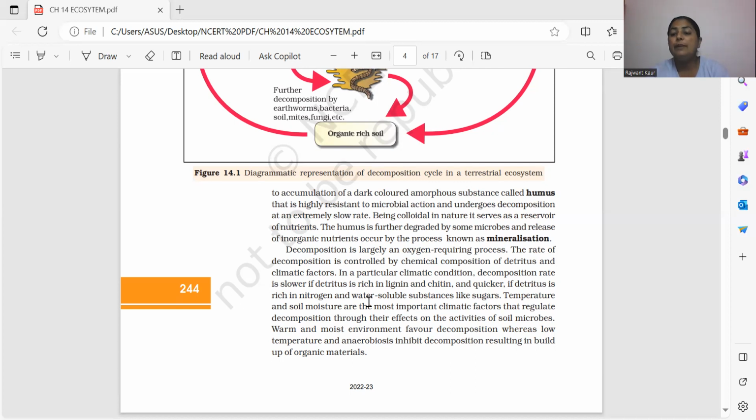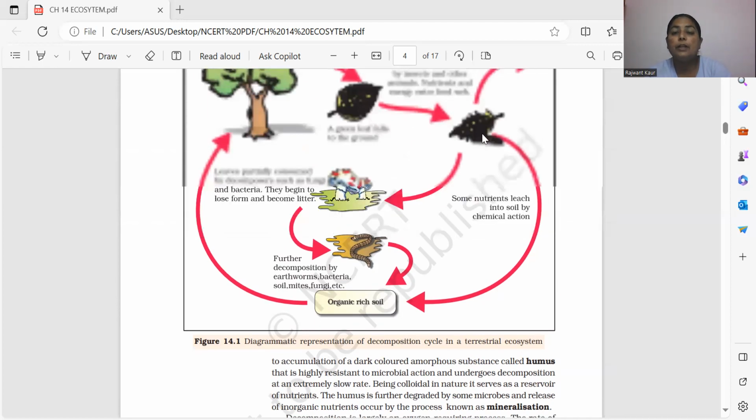So if a warm and moist environment is there, then this favors the process of decomposition. Means the rate of decomposition is more. But if the temperature is low and oxygen is less, meaning an anaerobiosis condition is there, then the rate of decomposition is less. So that's all in today's lecture, students.